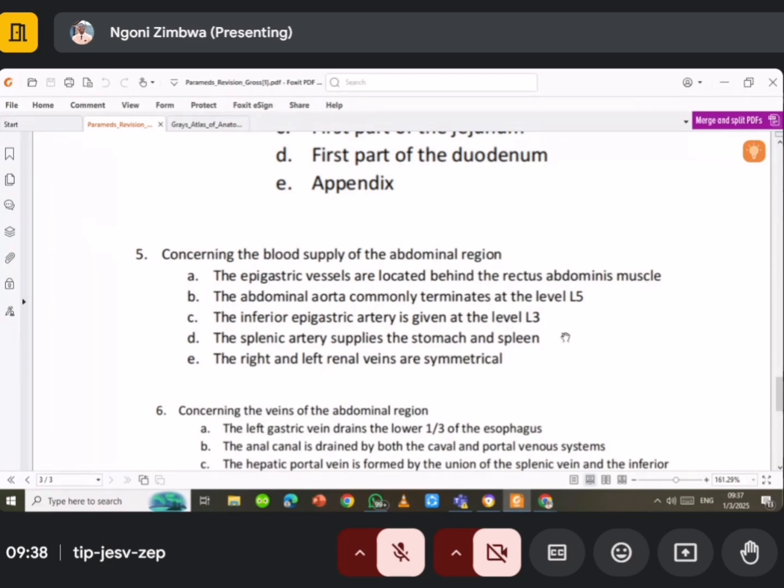Right, this is actually false, right? So the right and left renal veins, they are asymmetrical. Why? So take a look at this orientation.